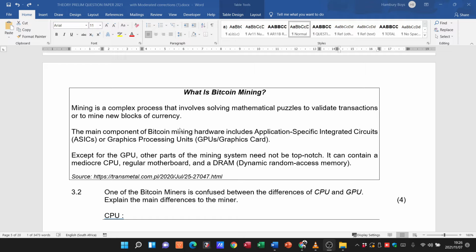Okay, the main components of Bitcoin mining hardware include ASICs. You can see the whole word over there, or your GPUs. So mining can be done through specialized machines, using your ASIC machines, or some people use their, obviously, very highly powered graphics cards in order to do this as well. Except for the GPU, the other parts of the mining system need not be top notch. It can contain a mediocre CPU, regular motherboard, and dynamic RAM.